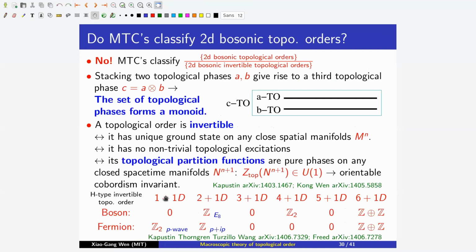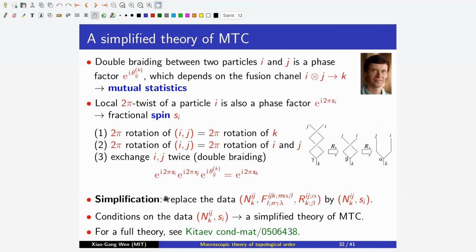So here I just try describing this kind of truncated theory. The full theory is in the Alexis paper, in the long appendix, where you can see the more full theory. So truncation is really like we only keep the N_ijk and the mutual statistics, this theta. However, these mutual statistics can be obtained from self-statistics completely. The argument is following.